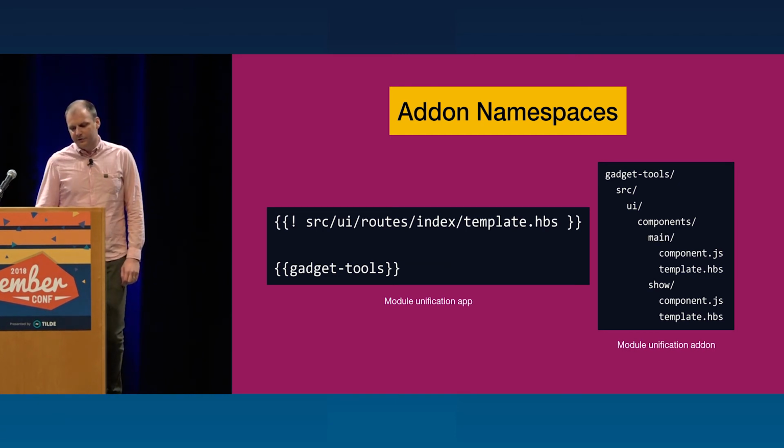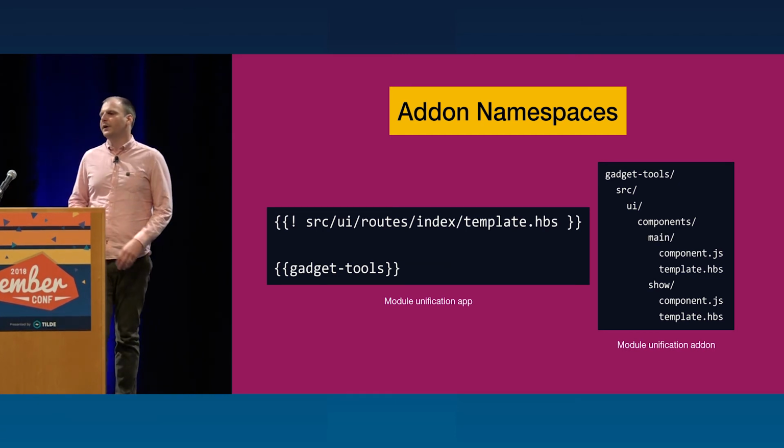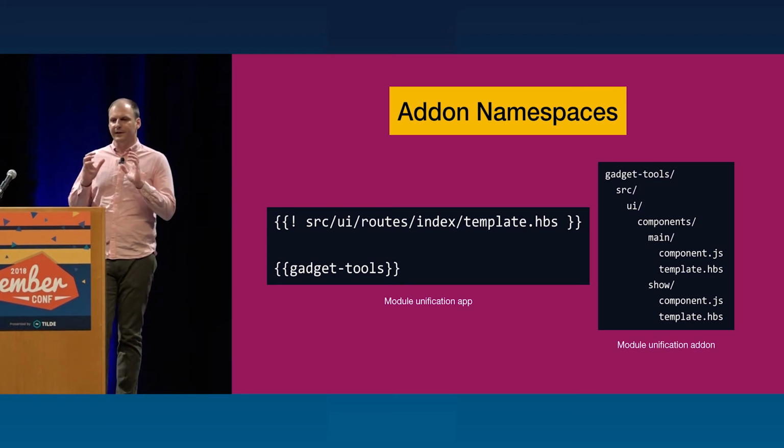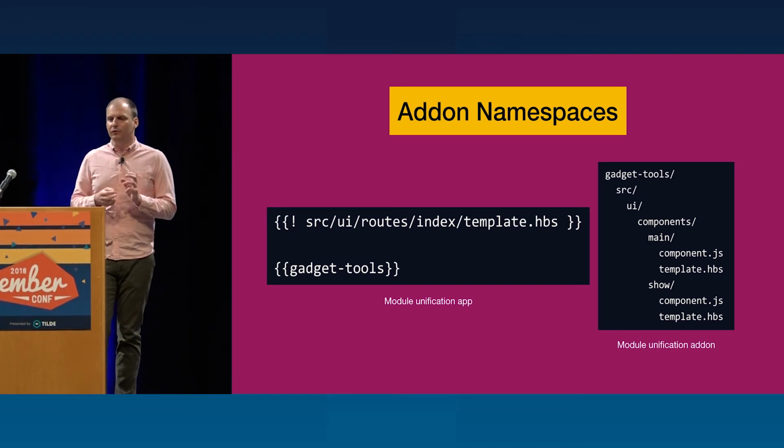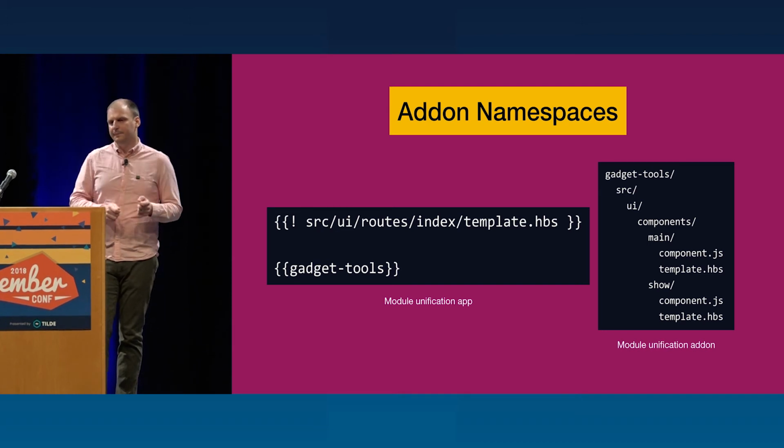And there's an additional feature called main. So if you just invoke something like gadget tools, first module unification will look to say, do I have a local lookup? And say you don't have a local lookup, it'll check the components directory, the top level. Do I have anything in the top level? And say you don't have anything in the top level. It'll actually then look to say, do I have an add-on? Do I have a namespace with that name? And if I do, does it have a main? And if it does, use that.